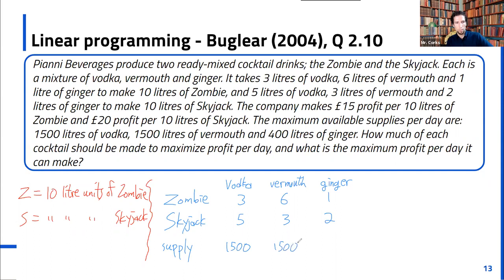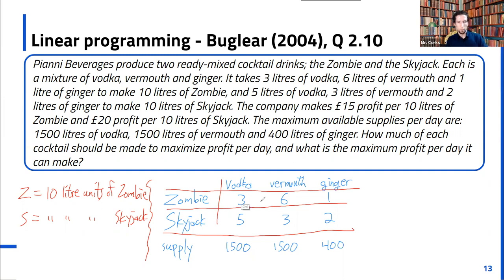For vermouth, it's the same thing. And ginger, 400. Okay, so you, again, might be wondering why we're doing this. We're just making a little table to represent all the different parts, taking the words and turning them into some kind of data like this. So there is our setup here.